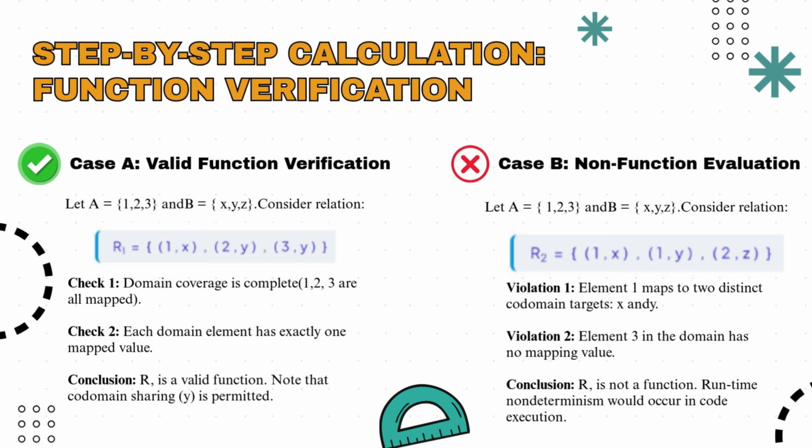Step 1, we check if all elements of domain A are mapped. Yes, 1, 2, and 3 are all present as first elements in our pairs. Step 2, we check the uniqueness constraint. Does any domain element map to more than one target?